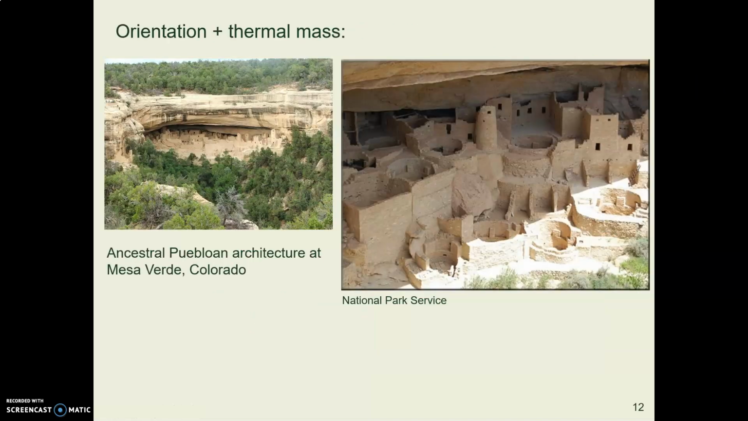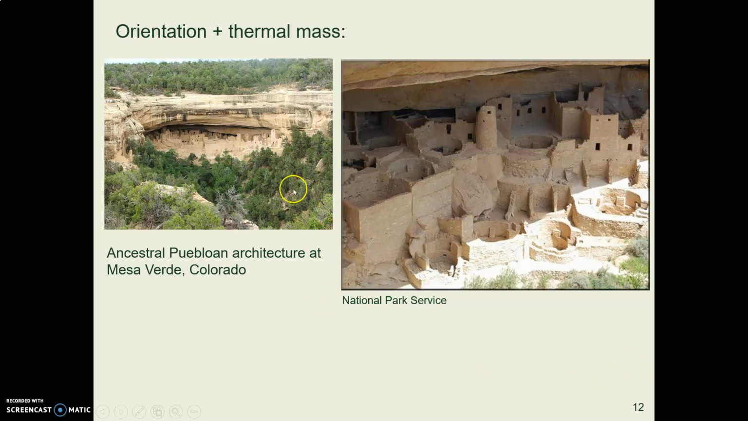Here's another example in Mesa Verde in Colorado that you may have heard of. Here on the left is what it looks like from a distance. So these buildings were built of thermal mass material, and they're tucked back under this big stone overhang. You can see on the right the shade that's provided during the middle of the day. So this is just perfect for a desert climate.